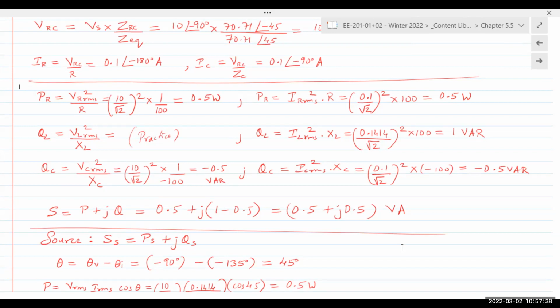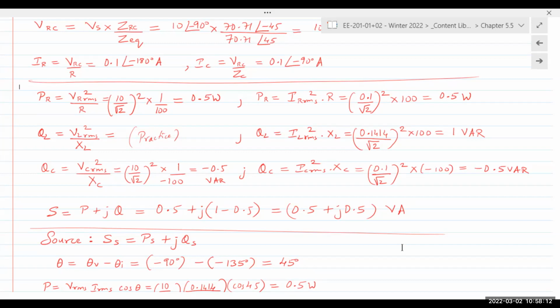And then you plug it in here. In this equation, this should come out to this exact same value, which is 1 VAR. Capacitor VAR is minus, and so it becomes minus 0.5 VAR. S becomes 0.5 plus j0.5. Total reactive power requirement by the inductor is 1, but the capacitor supplies half of it, and so the source only supplies 0.5.